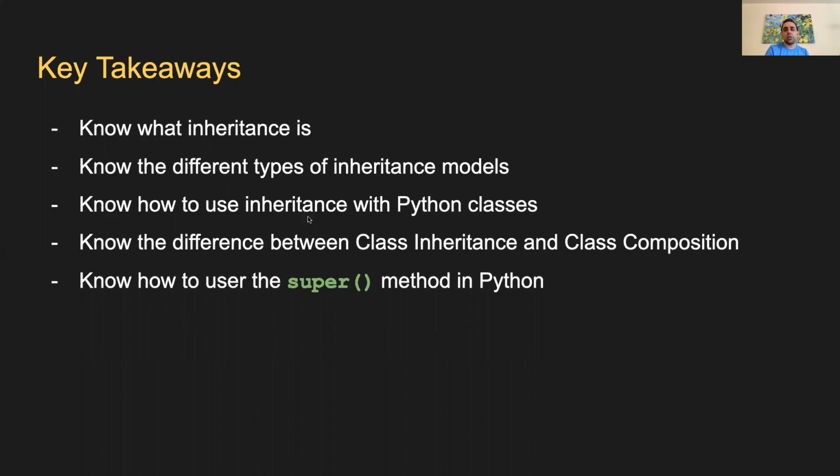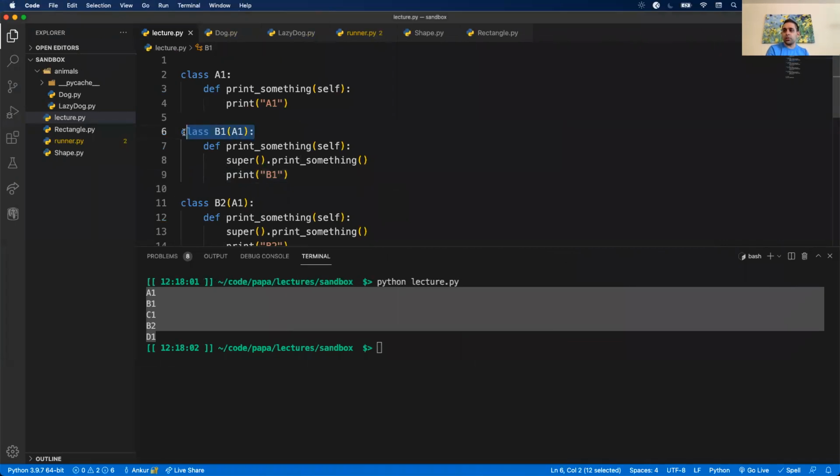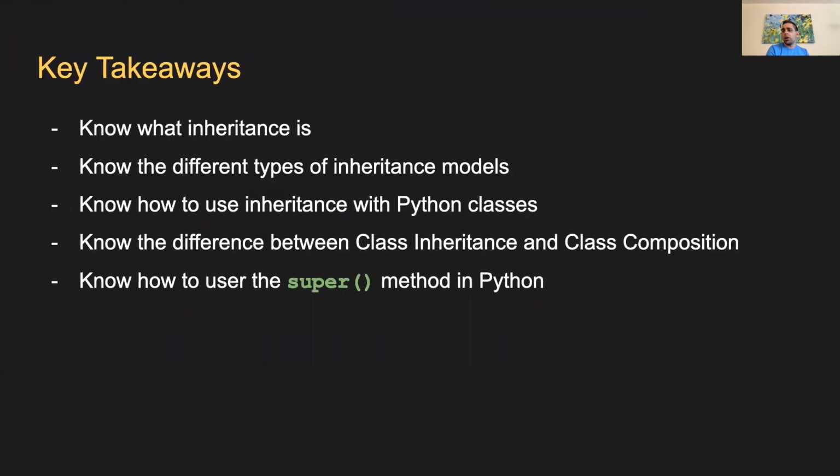Again, know the syntax for inheritance. Simply parentheses after your class name. We saw that multiple times like this. This means that B1 is inheriting from A1. Just remember those parentheses. If you don't need to derive from anything, parentheses are optional. So this is the same thing. No difference there.